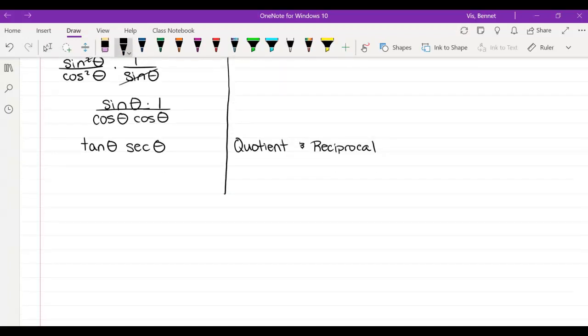They're both valid, but therefore, we start with secant squared theta minus 1 over the sine of theta is equal to tangent times secant, and that's what I wanted to show.